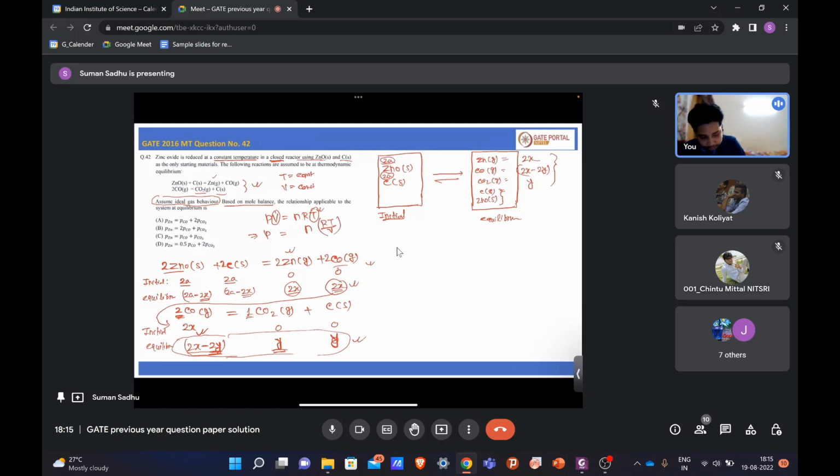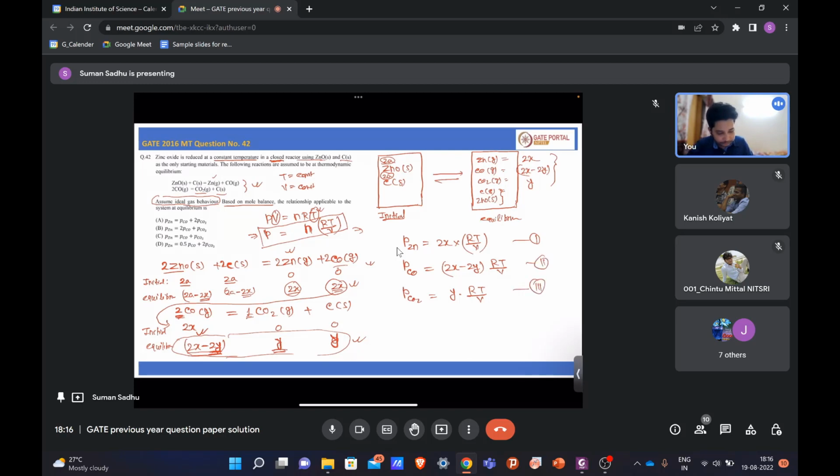That means P is proportional to the number of moles of the elements present in this closed reactor at equilibrium. So you can write that P of Zn is equal to, number of moles is 2x, so 2x into RT by V. Similarly, you can write P of CO is equal to 2x minus 2y into RT by V, and P of CO2 is y into RT by V. Now this is equation 1, this is 2, and this is equation 3.